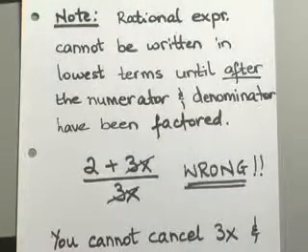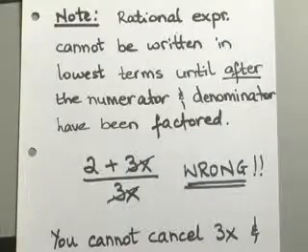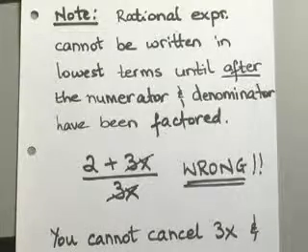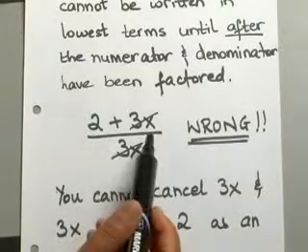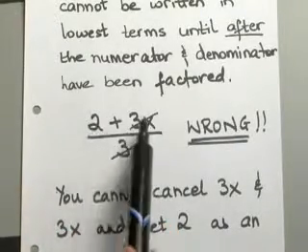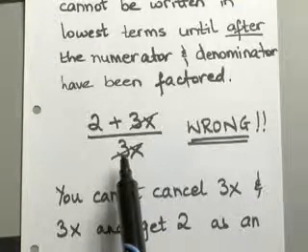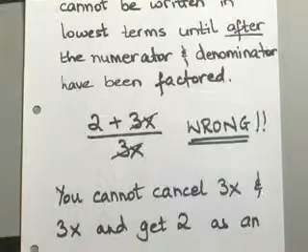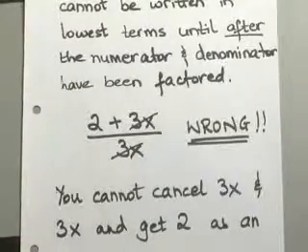Now remember, you cannot write a rational expression in lowest terms until after you have factored your numerator and denominator. Before factoring the numerator and denominator, you cannot start canceling things out, and a lot of people tend to do that. Like in this example, you have 2 plus 3x over 3x. You are adding 2 to the 3x in the numerator, whereas in the denominator you have only 3x by itself. You cannot cancel the 3x's out and come up with an answer of 2. That is not correct because you haven't factored your numerator or your denominator.